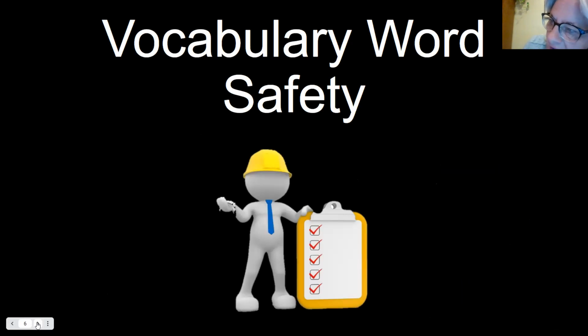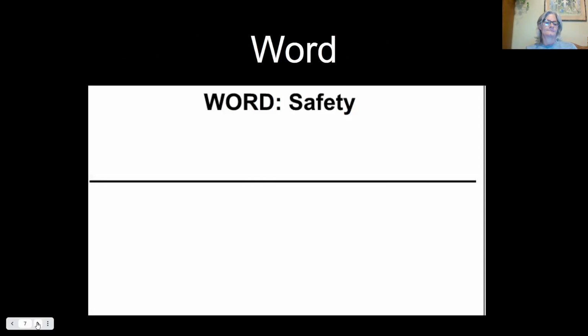So today's vocabulary word is safety. So right now, get a piece of paper and pencil, your worksheet, and write the word safety. When you're done writing the word, give your teacher a thumbs up so that we know that you're done and that we can move forward.